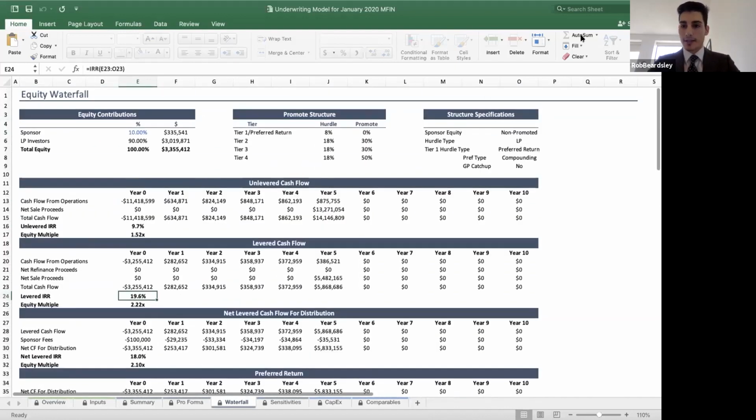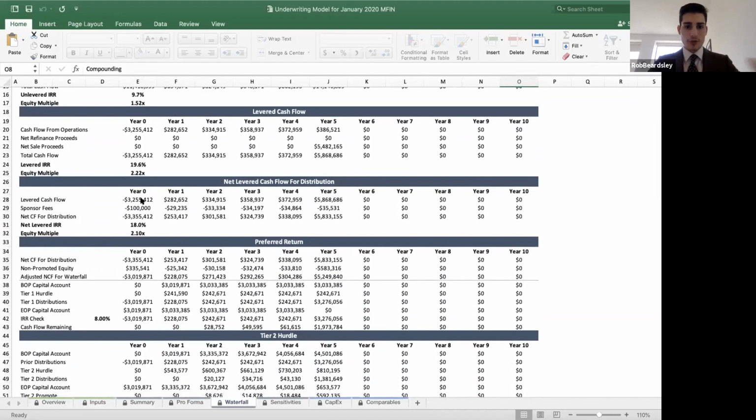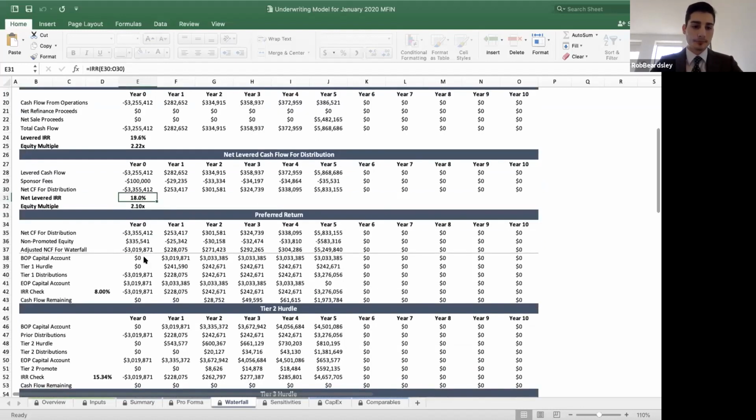So in this example here, we have it set as a preferred return hurdle, and the preferred return is compounding. So what you'll see here is, first we have our net levered cash flows after paying the fees. So this is the acquisition fee, asset management fees, all throughout the 5 years of the hold period. So these are the net cash flows after fees have been paid, and that's an 18% IRR. And now this is cash flows that are ready to be flown through the waterfall.